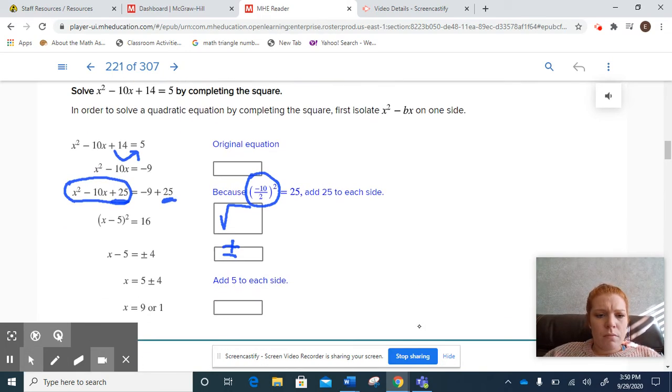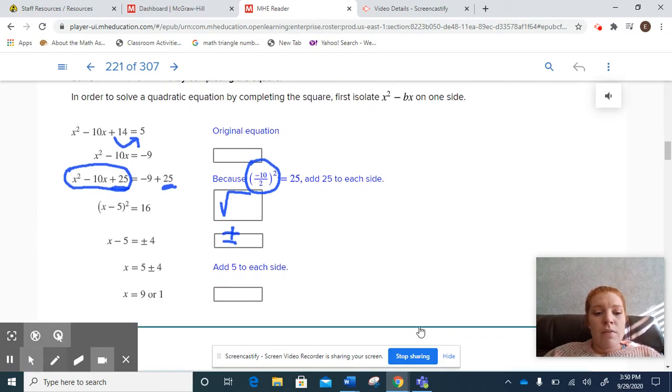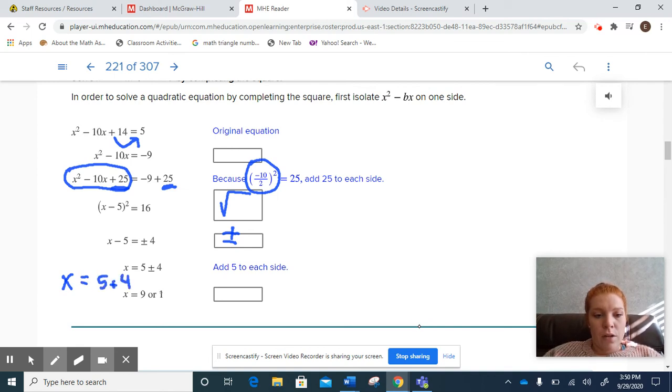So down here, I would even go an extra step and write x equals 5 plus 4, x equals 5 minus 4. And that way you're seeing things individually. Now, a quick hint, so that's 9 and 1.